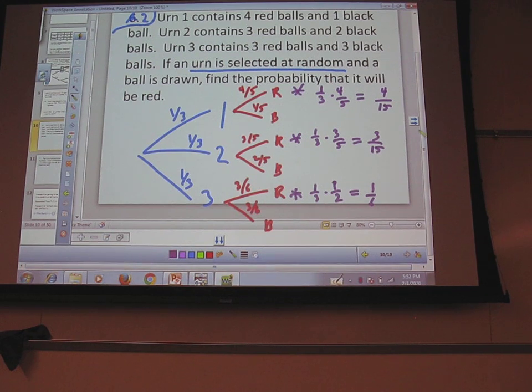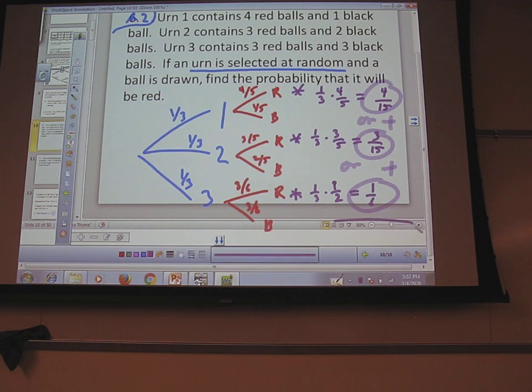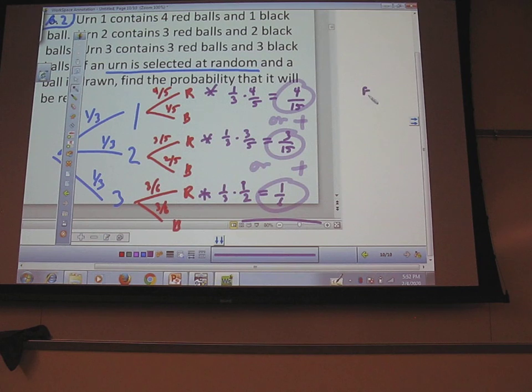But here's the deal. How can I get a red marble? It can be earn 1 and red, or it can be earn 2 and red, or it can be earn 3 and red. So you're going to add these. We need to put them in like terms first. So I would do it like this: 8 out of 30, 6 out of 30, and 5 out of 30. So you would end up with 19 out of 30 as your final answer.